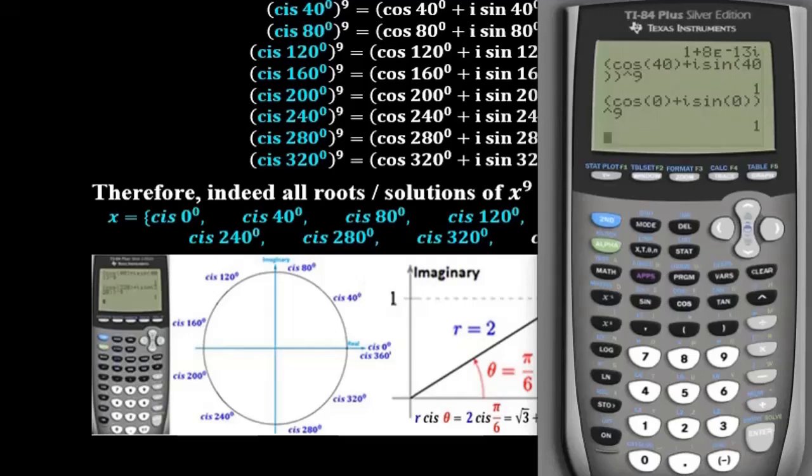Now if you have, for example, x to the 100 minus 1 equals 0, you will take this unit circle and divide it into 100 sectors, each sector 3.6 degrees. If it is x to the 1000 minus 1, you will take this unit circle and divide it into 1000 sectors, where each sector is 0.36 degrees, and so on.